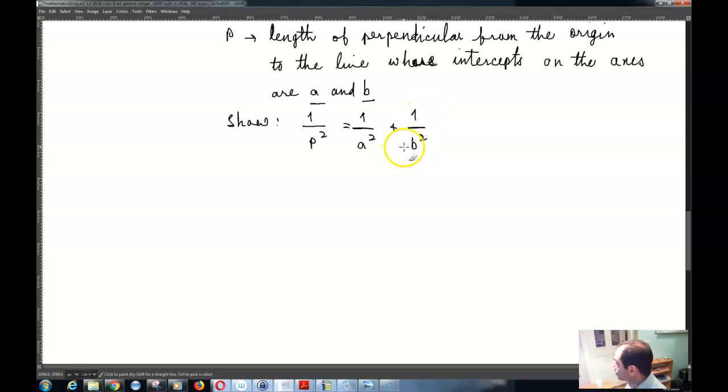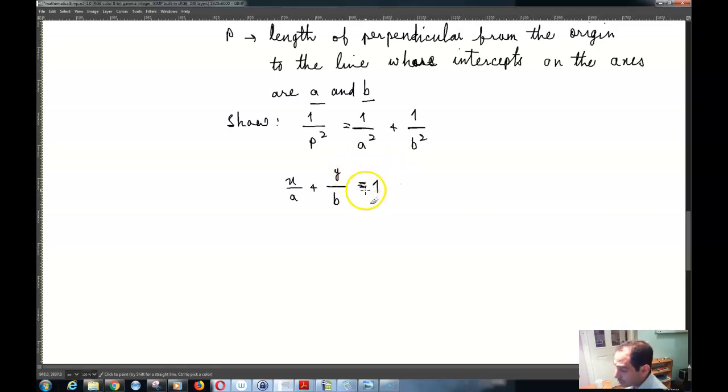Now you know that the equation of a line whose intercepts on the axis are a and b is x over a plus y over b is equal to 1. That you already know. Of course, it's not given here which one is the x intercept and which one is the y intercept. I'm assuming that a is the x intercept and b is the y intercept. Otherwise, you would have to write this equation as x over b plus y over a is equal to 1. I'm just making an assumption here.